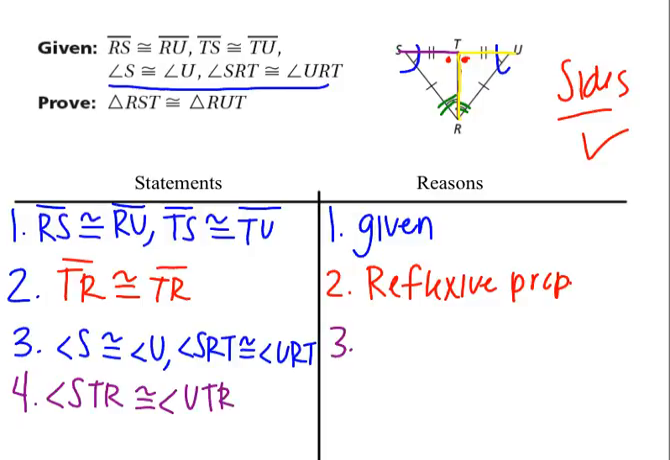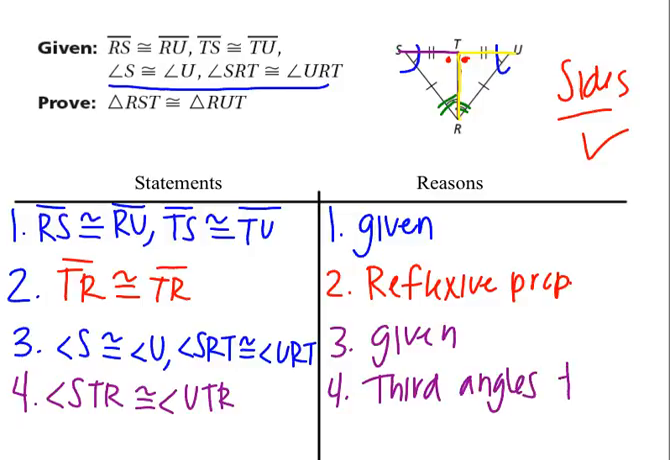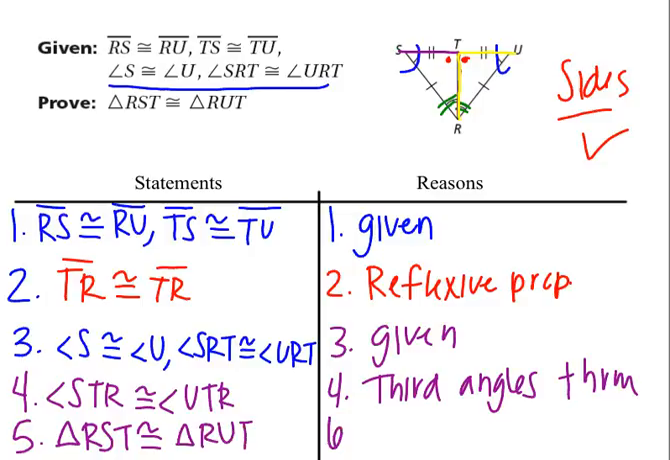Oops, forgot a reason over here. This was given. And 4 is the third angles theorem. So now lastly, we can say our triangles are congruent, so that last proof step up there, because I have all 6 parts congruent, and that is just definition of congruent triangles.